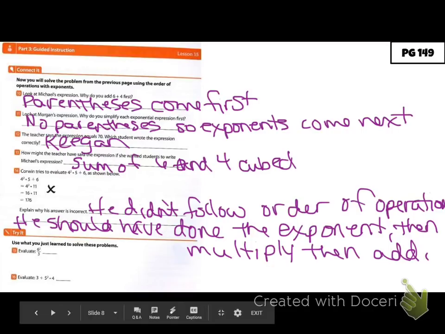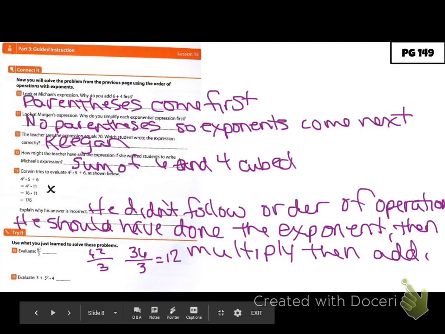Okay, so if we're working on number 15, we have 6 squared divided by 3. So, order of operations, there's no parentheses, do your exponent. So 6 squared is 6 times 6, so we get 36, and then divided by 3. So now we do our division, 36 divided by 3 gives us 12.